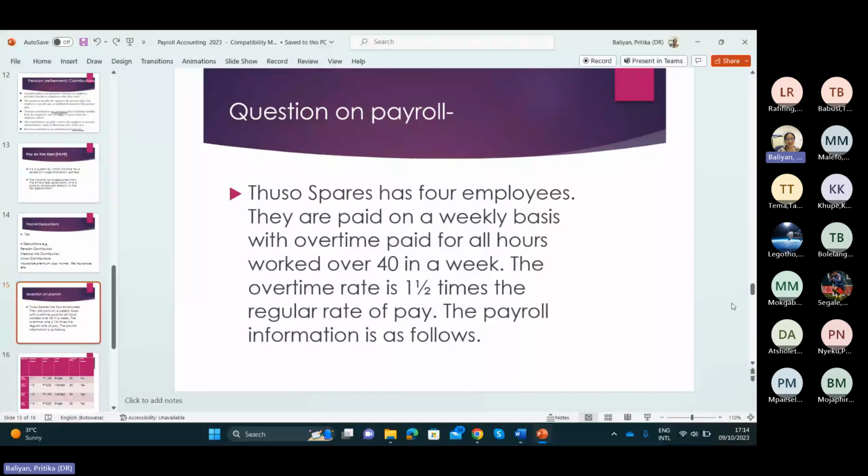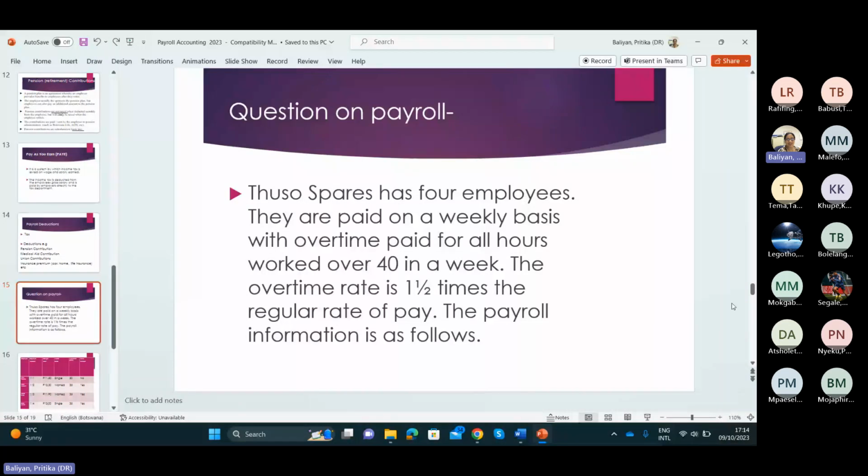So our question is saying that Thuso Spares has 4 employees. They are paid on a weekly basis with overtime paid for all hours worked over 40 in a week. The overtime rate is 1.5 times the regular rate of pay. The payroll information is as follows.